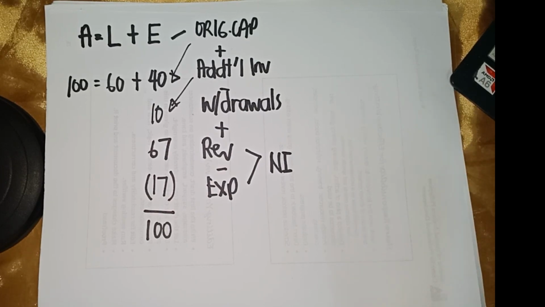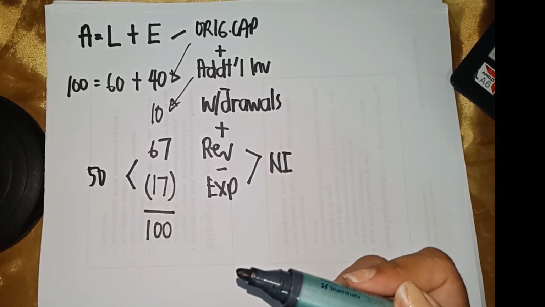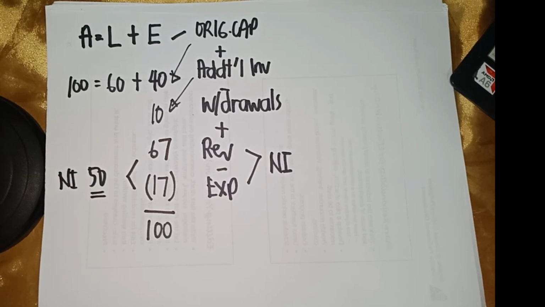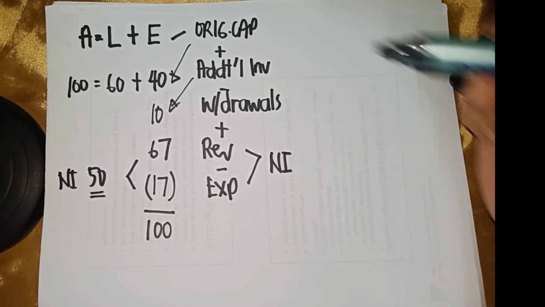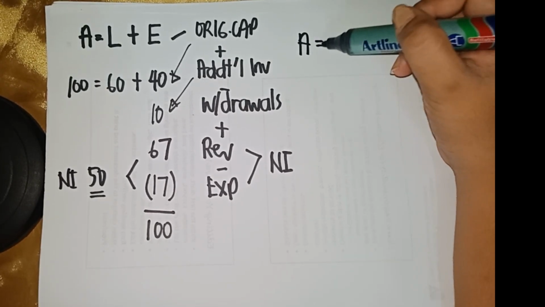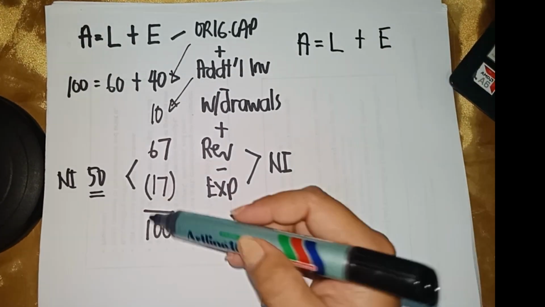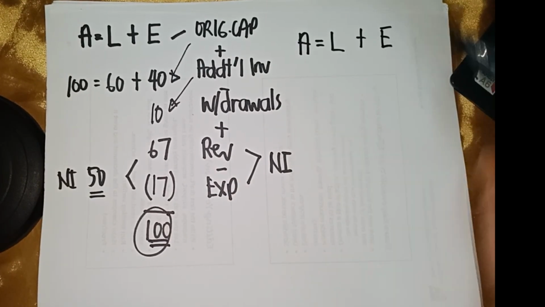67 less 17, we have 50,000. So, the answer for number 2 question of net income is 50,000. Number 3 question, how much is the ending total assets of the business? Again, using our accounting equation, basic accounting equation, we have assets is equal to liability plus equity. So, again, yung equity natin kanina, nakuha na natin or given na from the problem is 100,000.